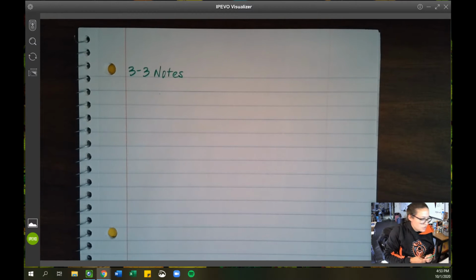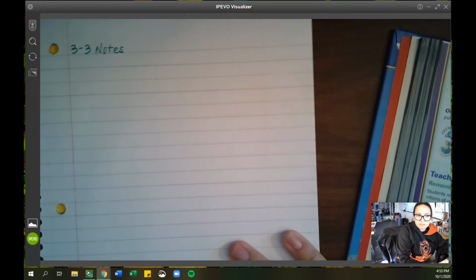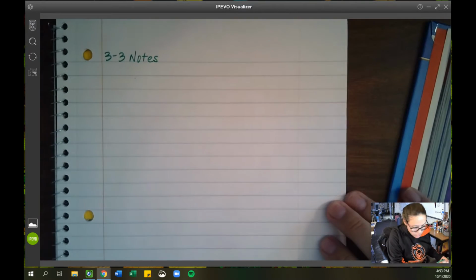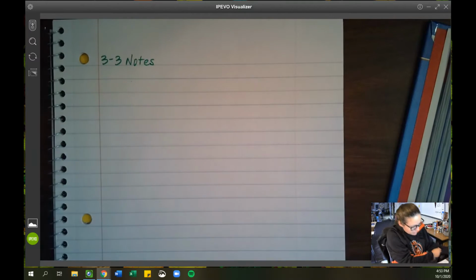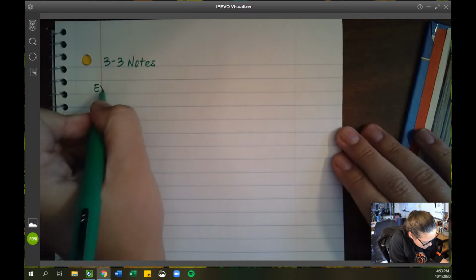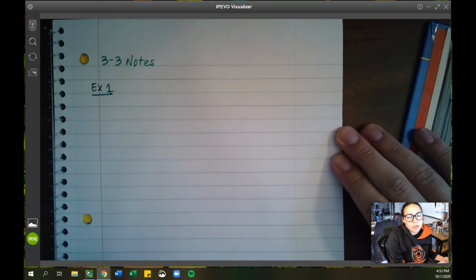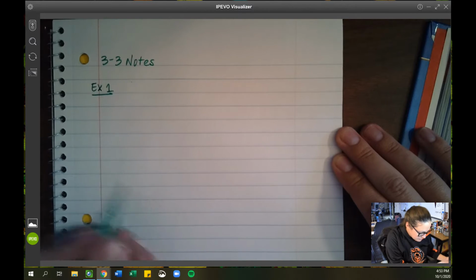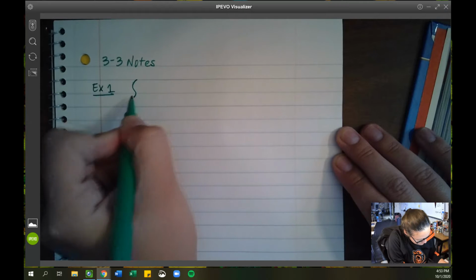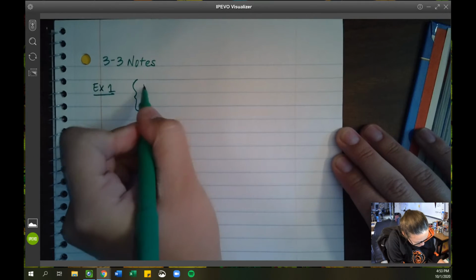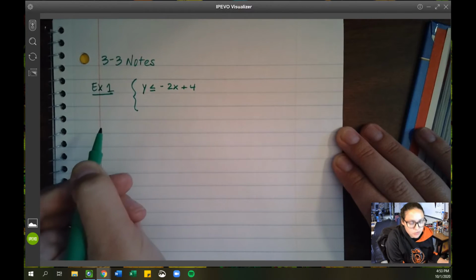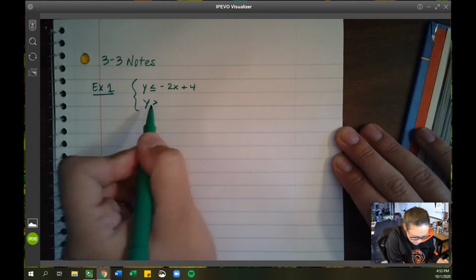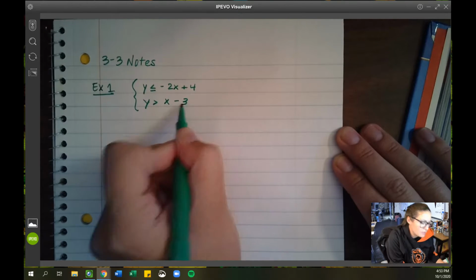All right, we are going to jump into the 3-3 notes. And these should go pretty quick here. So we're going to talk about systems of inequalities. And unfortunately, the only method that we can use for solving systems of inequalities is to graph. So we'll keep it short and sweet. So let's say I have y is less than or equal to negative 2x plus 4, and y is greater than x minus 3.